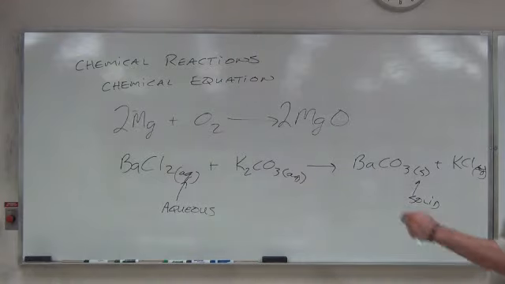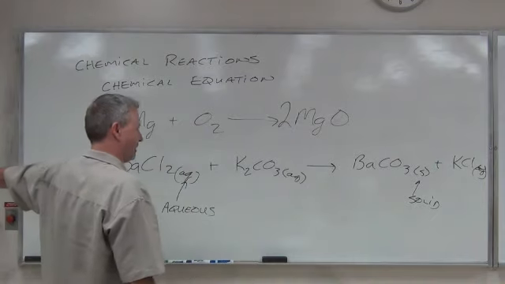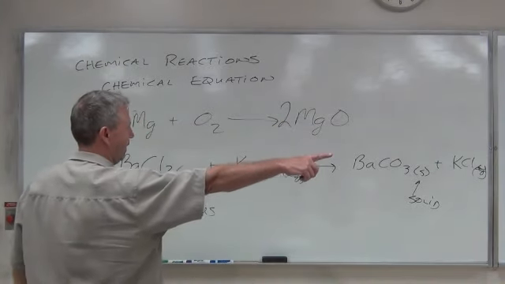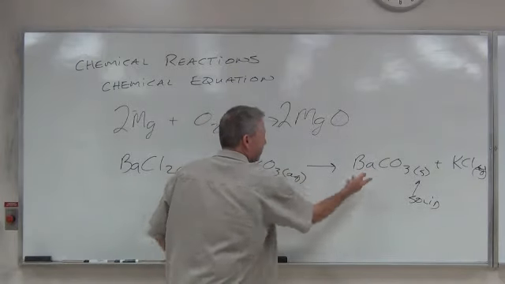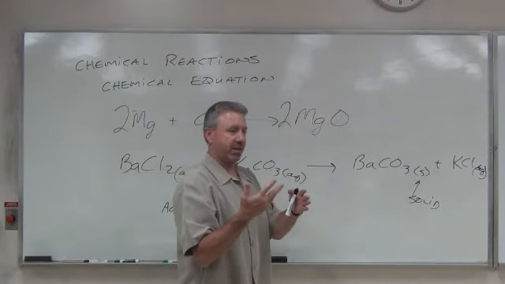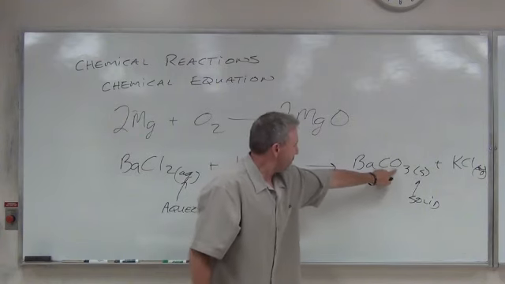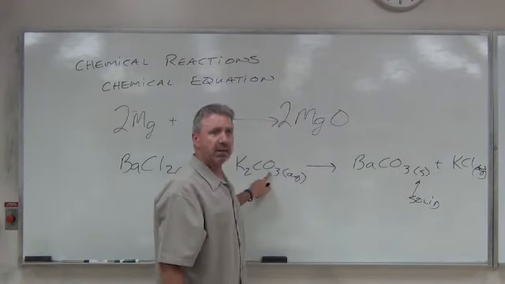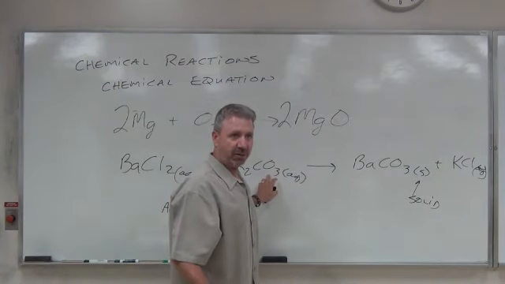Okay, how many bariums on the left side? That's BA. You better know that. How many bariums on the left side? One. How many BAs on the right? One. They're good. How many carbons on the right? You could cheat a little bit, take a shortcut. You see the carbonate here, the polyatomic ion carbonate? CO3 here and CO3 here. So you could say one carbonate, so they're balanced.